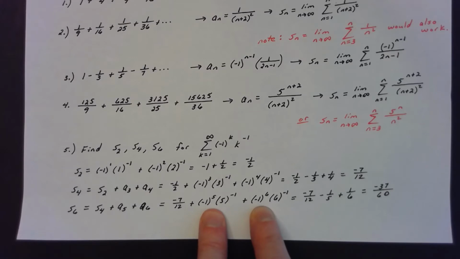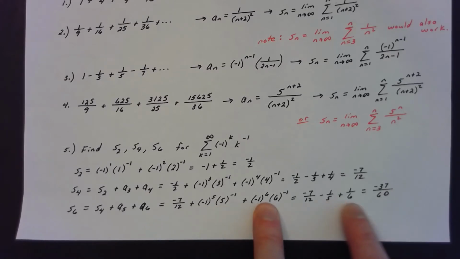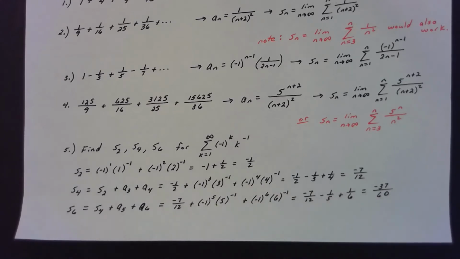That fifth term is going to give me minus 1/5. The sixth term is going to give me plus 1/6. I just entered that into a calculator and simplified it to a fraction, negative 37 over 60. So you're thinking, well, okay, that's not too bad finding the nth partial sums for these.